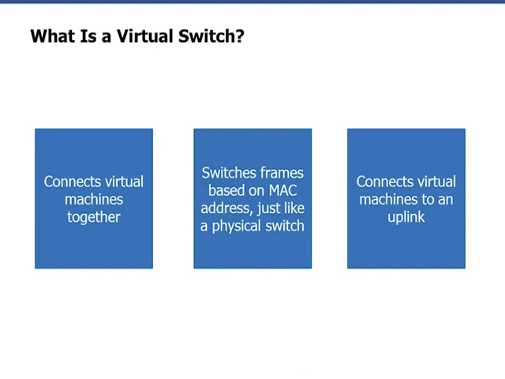Again, it's the virtual switch that connects the virtual machines on a Hyper-V host together. That virtual switch also switches Ethernet frames based on Ethernet MAC addresses, just like a physical switch would. The virtual switch connects the virtual machines to an uplink if you're using an external network, which I'll talk about in just a second.